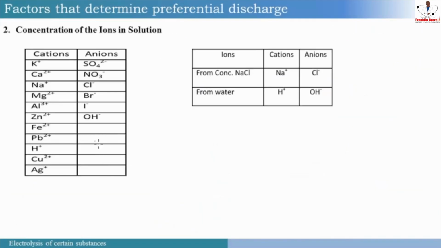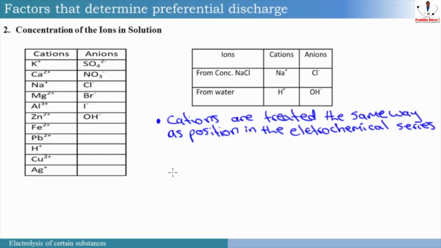In studying the concentration of ions in our electrolyte, there are some points we need to consider. The first point is that the cations are treated the same way, by position in the series. So the cations, you will treat them the same way. That is, position in the series takes preference. However, now the anions, this is where the concentration would take effect. So when I say concentration, I am dealing mainly with the anions, not so much the cations.